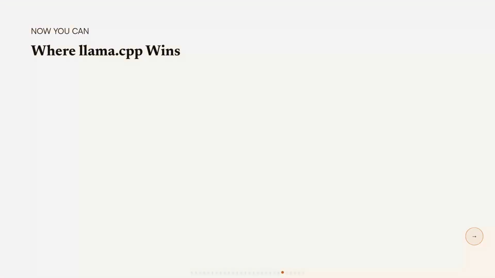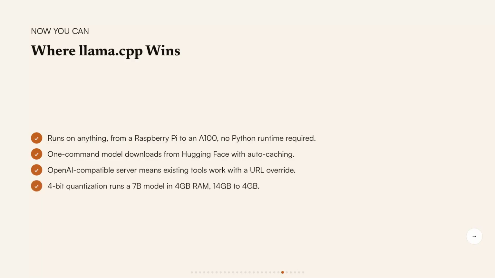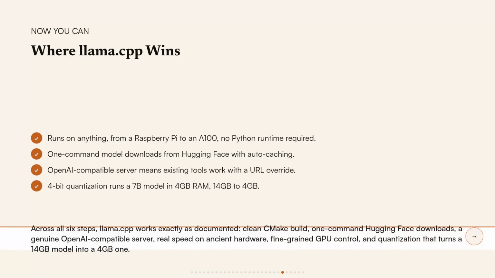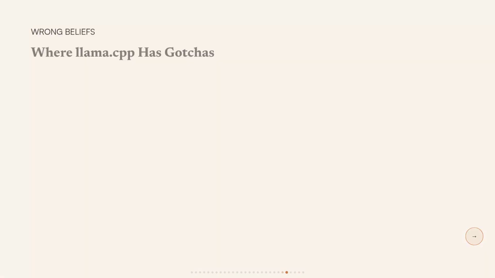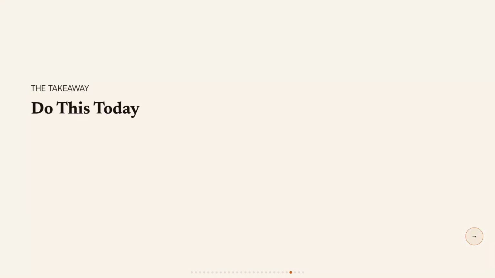Across all 6 steps, llama.cpp works exactly as documented. Clean CMake build, 1 command. Hugging Face downloads, a genuine OpenAI compatible server, real speed on ancient hardware, fine-grained GPU control, and quantization that turns a 14 GB model into a 4 GB one. Here is where the second pick clearly pulls ahead. llama.cpp wins every single step in this guide, no split decision here.